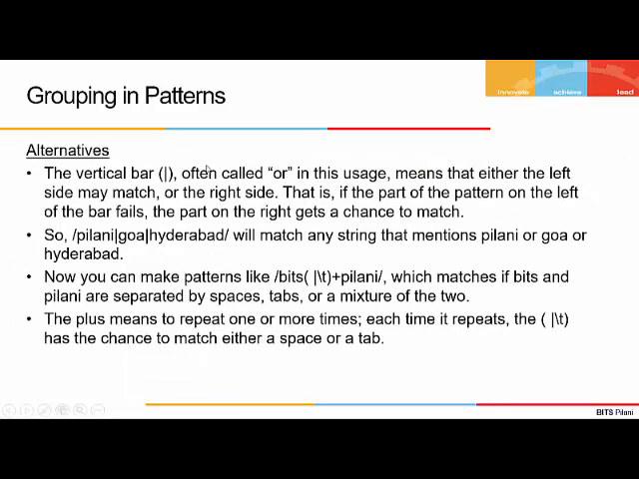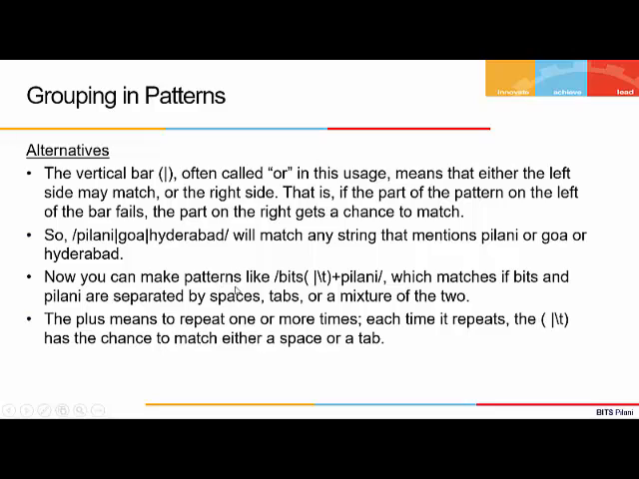Now we have some kind of alternatives for how you can do this. You can also use the vertical bar, which is often called OR in usage. This means that either the left side may match or the right side may match. That is, the part of the pattern on the left side of the bar or on the right side of the bar. Is it matching or not? We'll check. For example, we have that between the slashes. So this is the pattern. We have either Pilani or Goa or Hyderabad. Does it match a particular string? So this means, is it Pilani or Goa or Hyderabad?